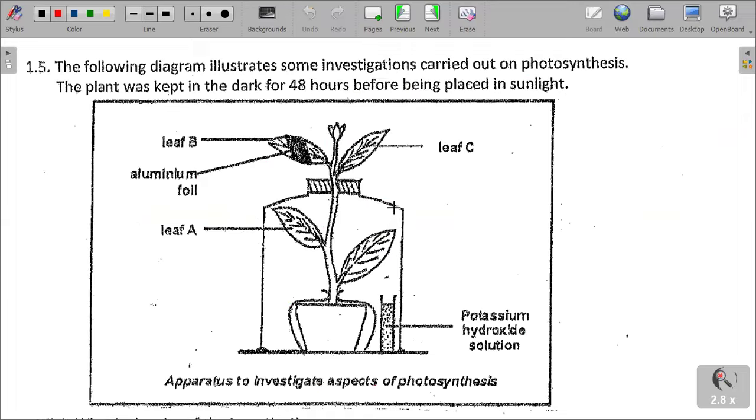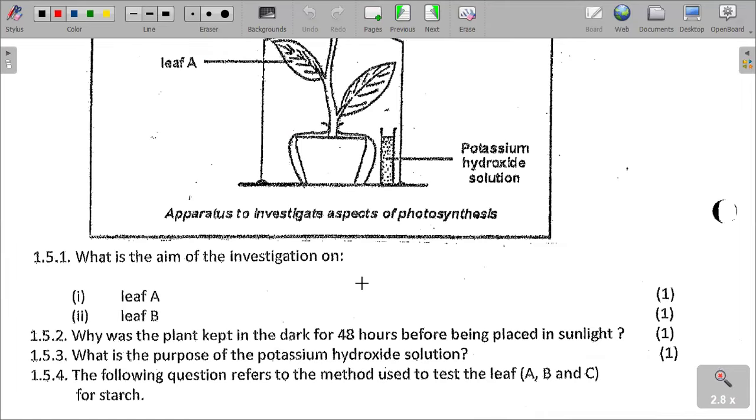The following diagram illustrates some investigations carried out on photosynthesis. The plant was kept in the dark for 48 hours before being placed in sunlight. These are apparatus that are given: leaf C, leaf B with aluminum foil, leaf A, and potassium hydroxide solution, used to investigate aspects of photosynthesis. First question: what is the aim of the investigation on leaf A?